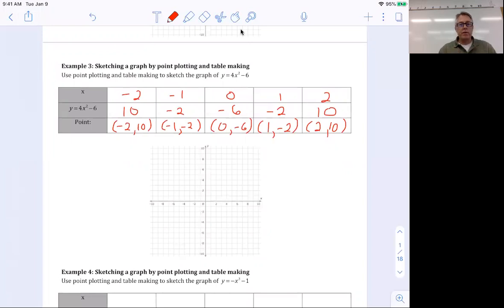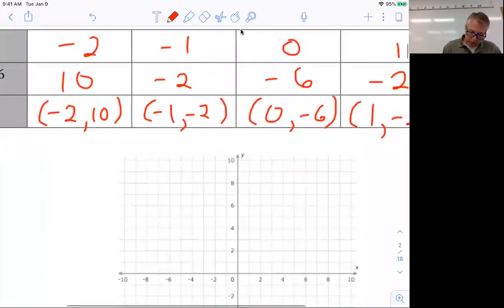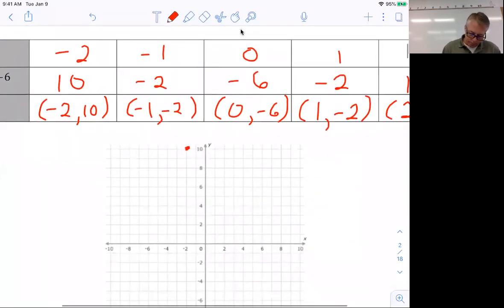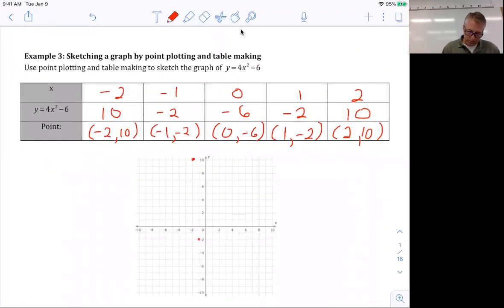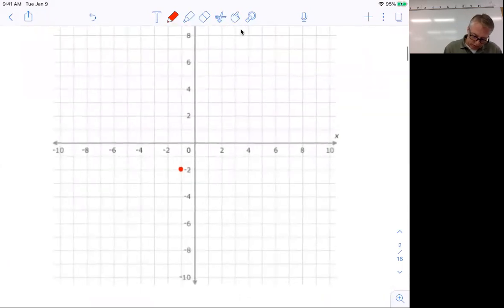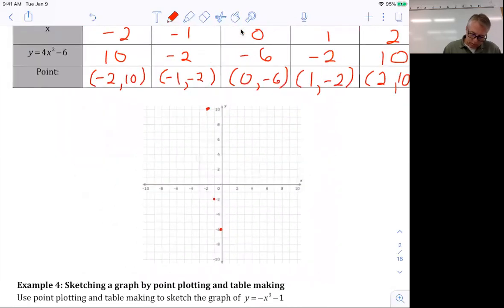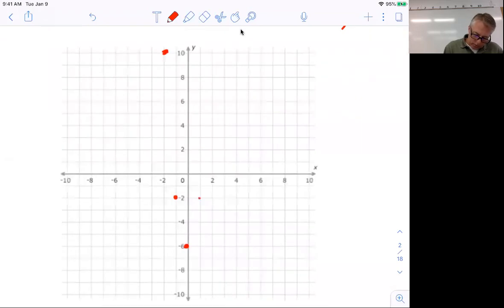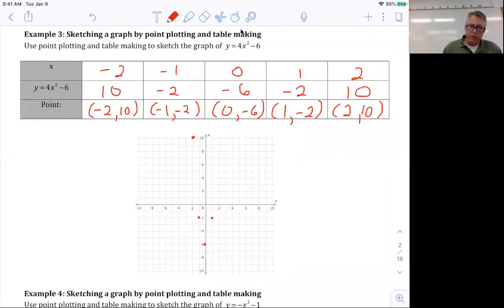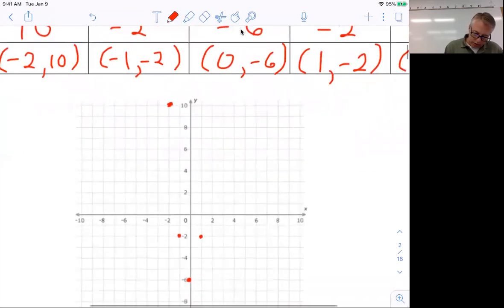All right, so again, we have a decent amount of values here. This one's going to look different than the previous one. The previous one was linear, of course. So this one, -2, 10, that's going to be up here. And -1, -2. 0, -6. So those values are going down. But then the graph seems to go back up because 1, -2 is there. And 2, 10 is up here.